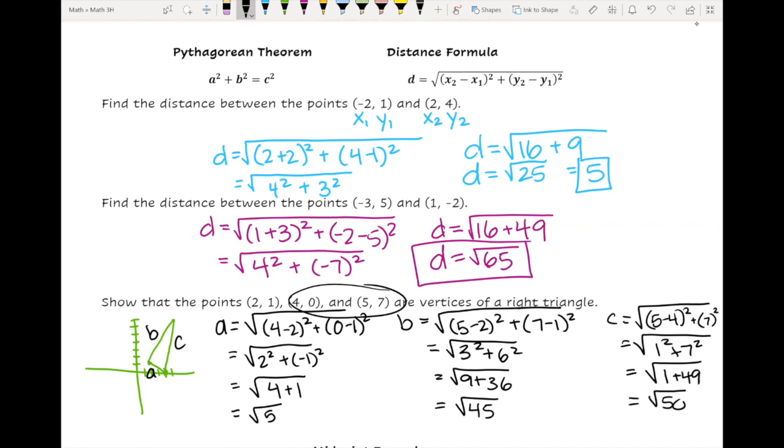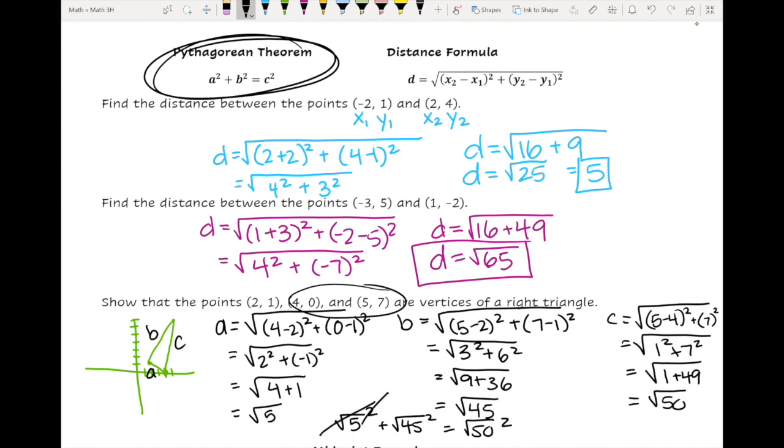Now, if this is a right triangle, then that means that the Pythagorean theorem is true. I already know what the A, B, and C is. That's what we just found out. So I will do my A, square root of 5, squared, plus B, which we found is square root of 45, squared, equals C, so square root of 50, squared. A square root squared, those totally undo each other. So I end up with 5 plus 45 equals 50, which is true. So for that reason, yes, I can tell that it is a right triangle.